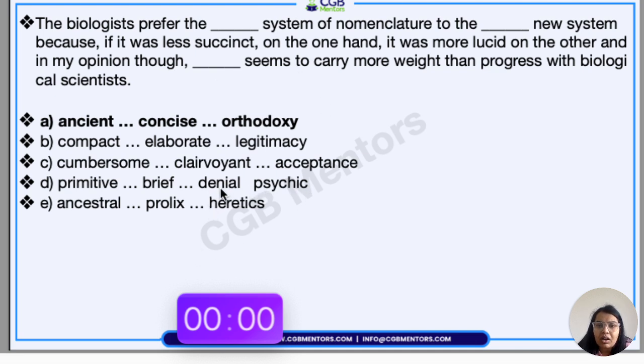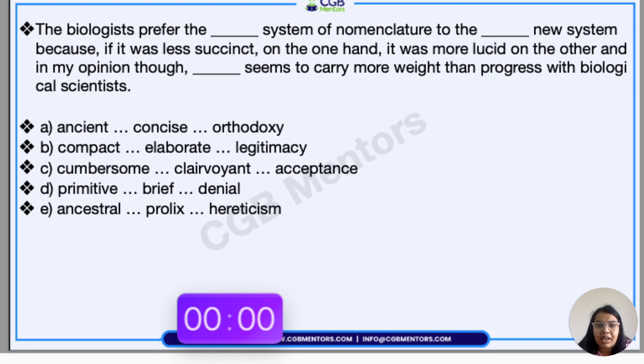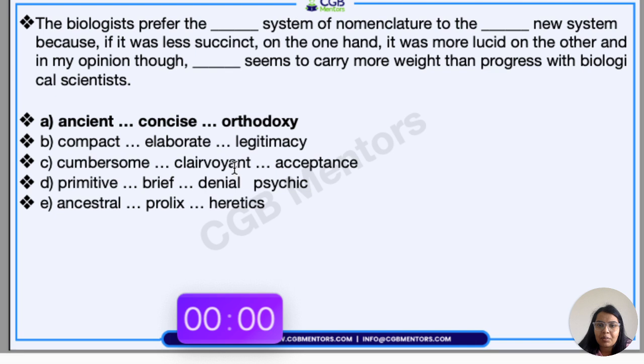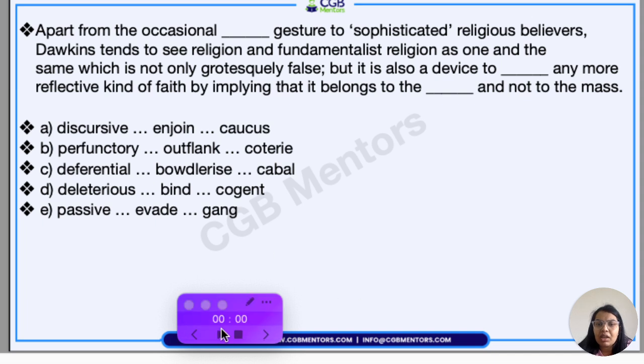Now denial, psychic was an extra word, please ignore that. It was not there, it's just written over here for the meaning. Heretics are the same. Here we wanted something that seems to carry more weight based on the previous information. So that was only orthodoxy. I don't think the meanings of the other words are that important. And I mean they are easy words.